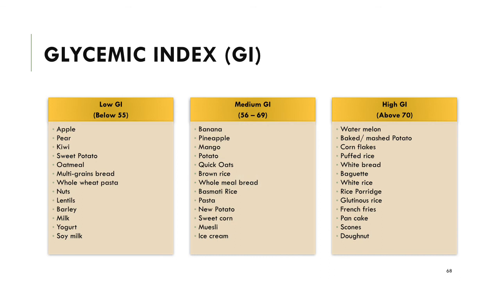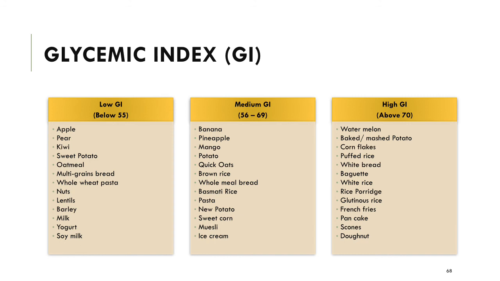This is a slide listing some of the low GI, medium GI, and high GI food. Low GI food is typically classified as those with a GI or glycemic index less than 55. Some examples are the natural fruits, grains, and milk.